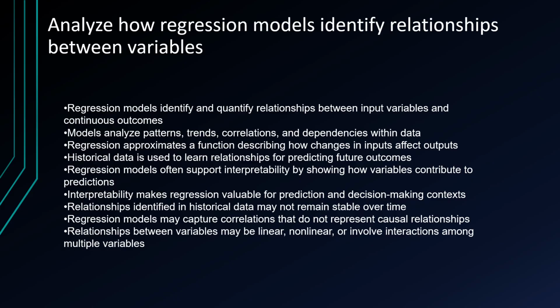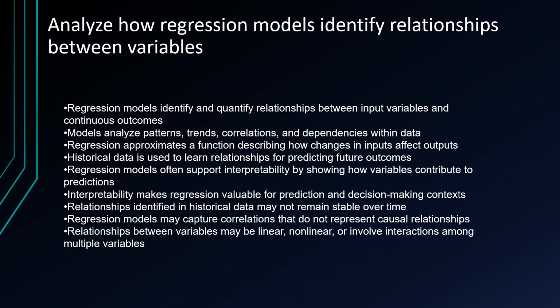Another important limitation involves the distinction between correlation and causation. Regression models identify statistical relationships between variables, but these relationships do not necessarily represent true causal effects. Two variables may appear strongly associated simply because they are both influenced by an external factor not included in the data set. This means that highly accurate predictions do not automatically imply that the model understands the true causes driving observed behavior.